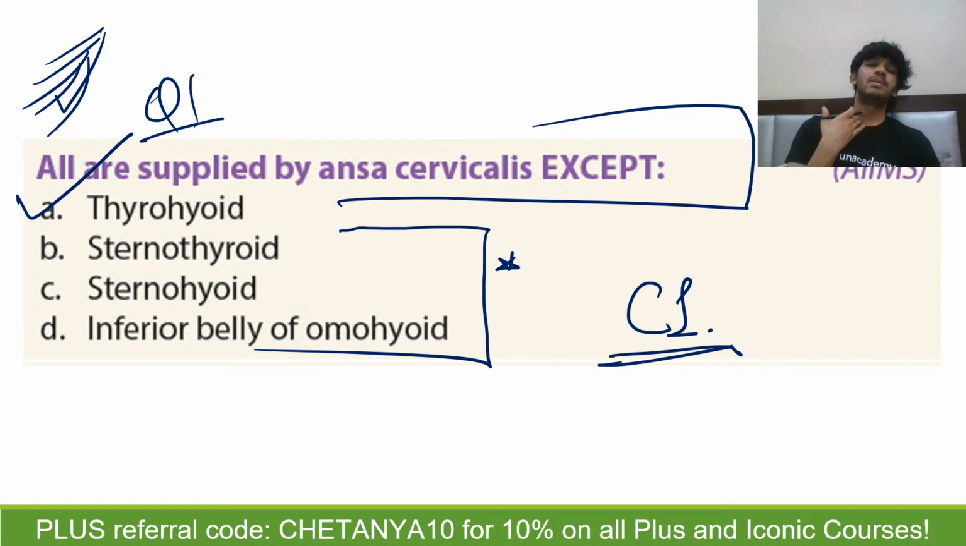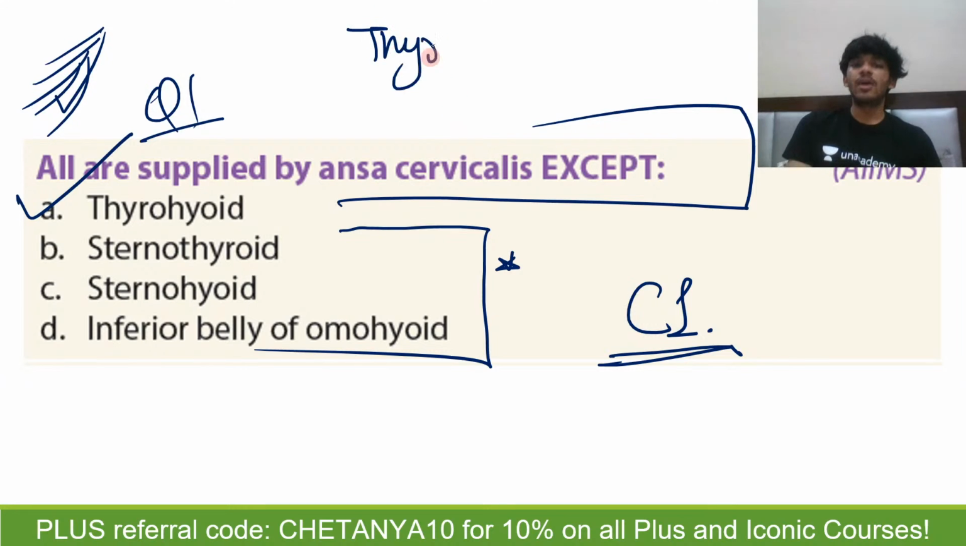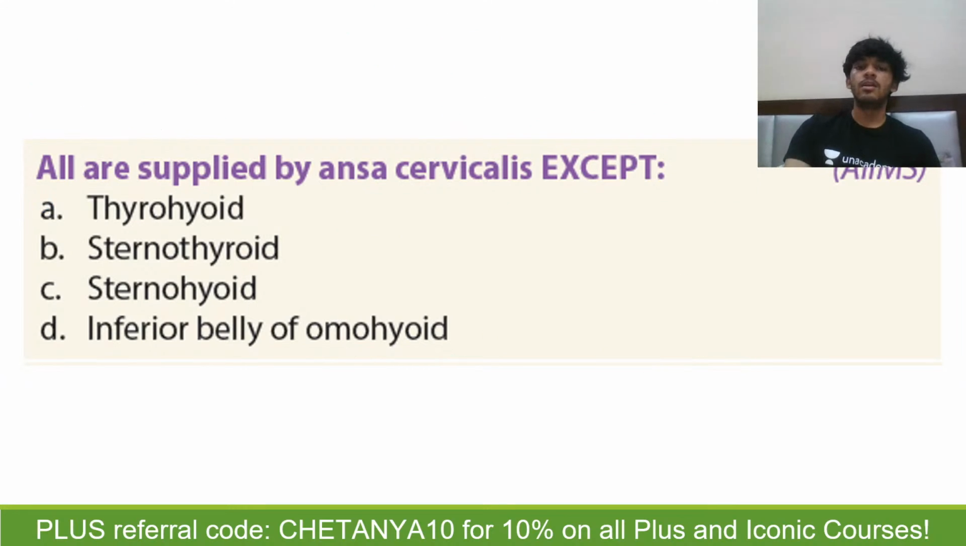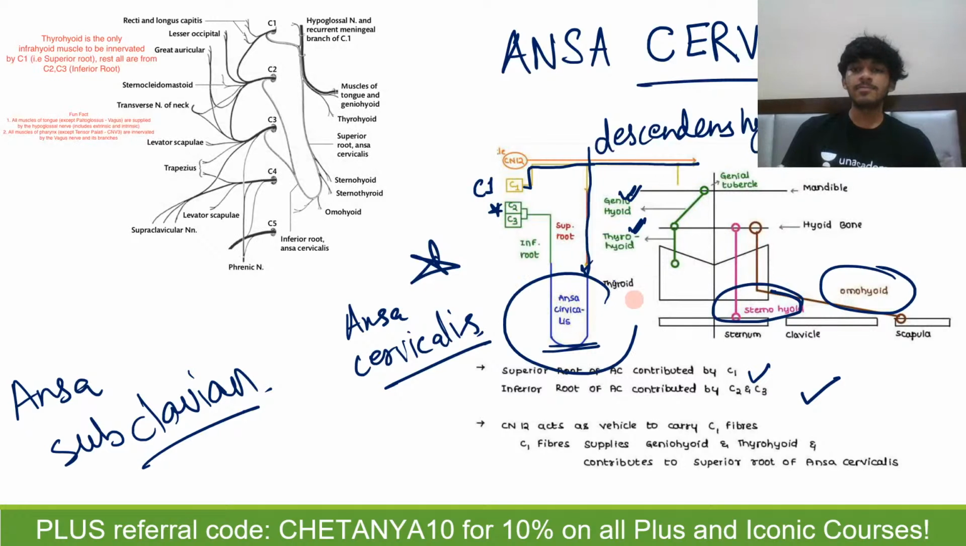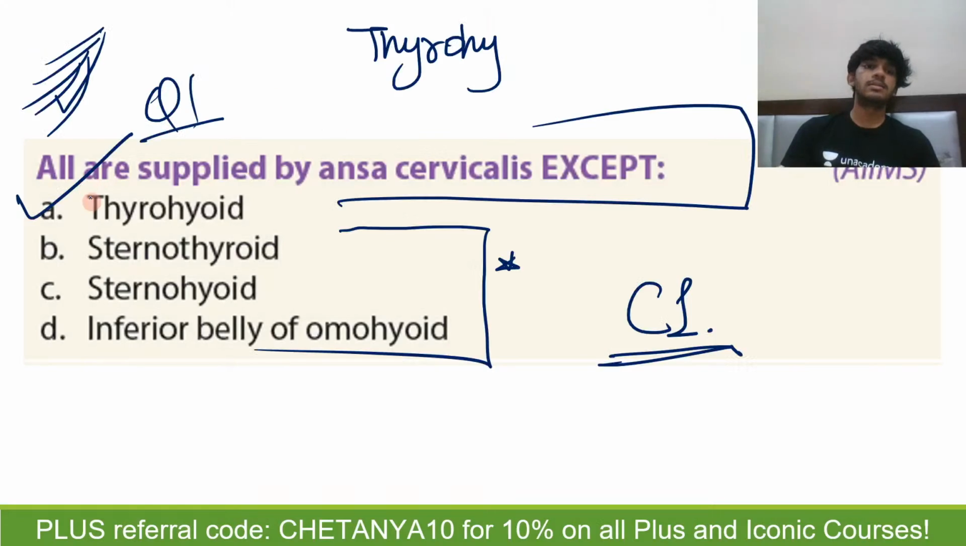Now these are all the strap muscles here. These are all called strap muscles because they will form this region. They're present in these triangles here. So thyrohyoid. Yes, Kuldeep Gadhavi is right. The answer is thyrohyoid. Why? Because thyrohyoid and geniohyoid are not supplied by this loop of the ansa cervicalis. They are instead supplied by C1, which is piggybacking with the hypoglossal nerve.